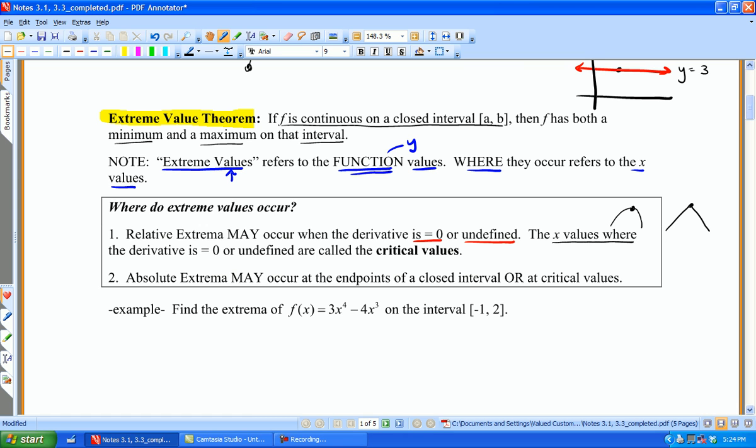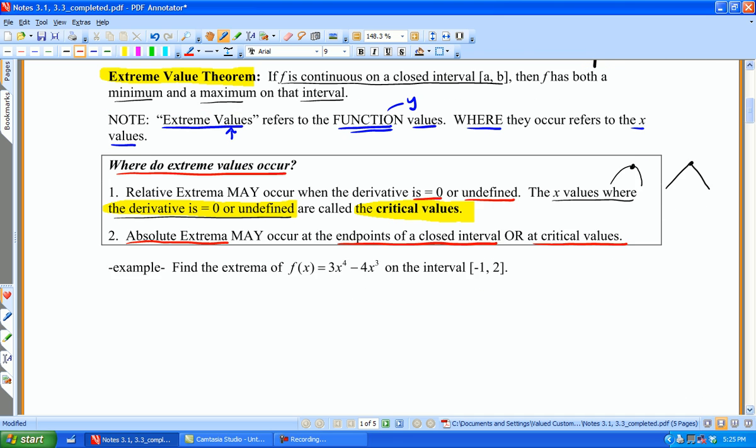The x values where the derivative is equal to 0 or undefined are called the critical values. That's a word you need to know. So the definition of critical value is a place where the derivative is equal to 0 or undefined. And again, those are places where maximums or minimums might occur. Absolute maximums or minimums may also occur at the endpoints of a closed interval. So they can occur either at the ends or at those critical values where the derivative was 0 or undefined.